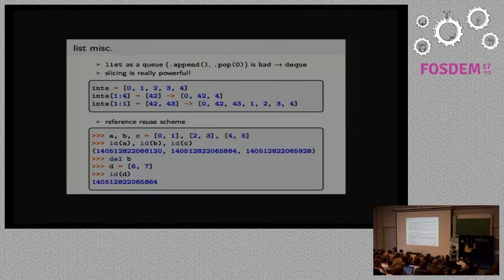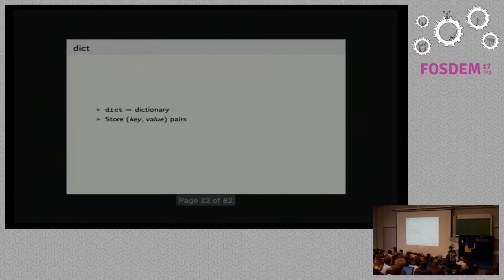So here you can see that B and D have the same reference. That's because D reused B's reference. And this works for up to 80 references. After that, it's just the normal malloc free flow. So that's it for the list.